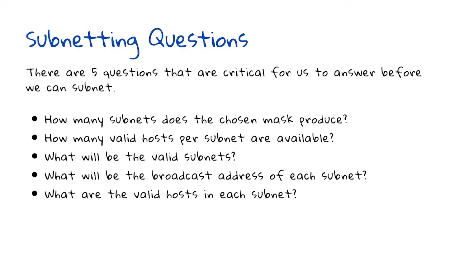There are 5 questions that are critical for us to answer before we can subnet. The first question is, how many subnets does the chosen mask produce? The second one is, how many valid hosts per subnet are available? The third, what will be the valid subnets? The fourth is, what will be the broadcast address for each subnet? And the last one is, what are the valid hosts in each subnet? I will break down these questions in more detail in the next video.